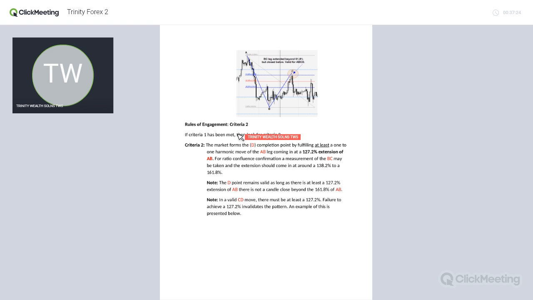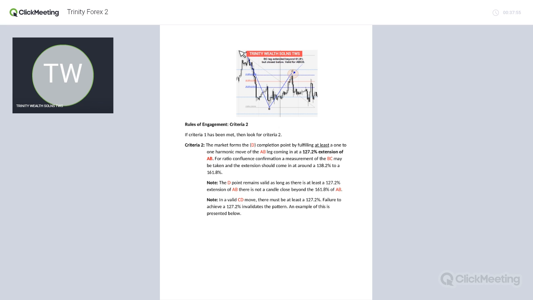So those are the two criteria. Criteria number one: the market has to retrace at least to touch 61.8. It can go past it, but should not close past the 78.6% ratio. And then criteria number two: D should be positioned such that when we pick this line, the 1:1 completion of ABCD, it touches the 127.2 extension of AB.